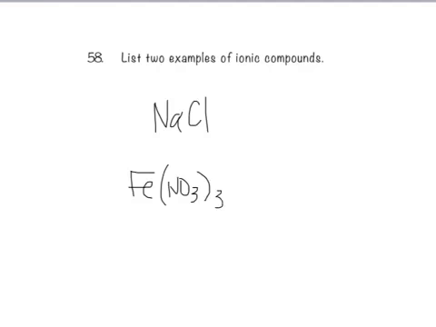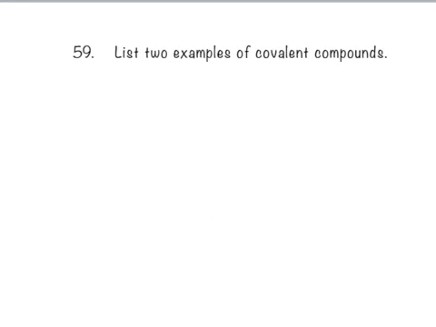So you have a cation and a polyatomic anion, still an ionic compound. Two examples of covalent: largely what you're going to see in covalent compounds is two nonmetals bound together. Carbon dioxide would be an example of a covalent compound. You could even have more, like C12H22O11, sucrose, all nonmetals covalently bonded together.